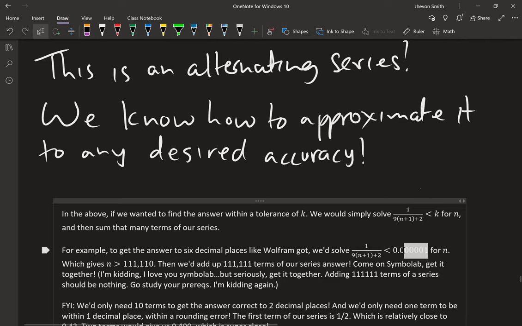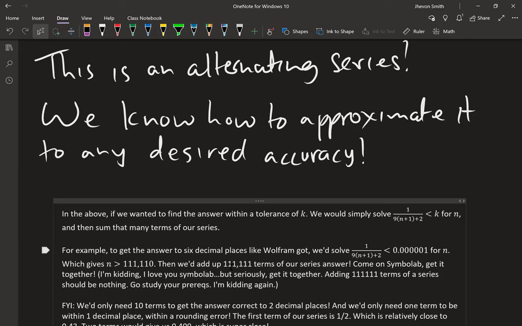Now, if I set that less than or equal to 0.000001, with the zeros and a 1, to make sure that I'm correct up to 6 decimal places, I would solve for that and n would have to be, I did the calculations earlier, 111,110, which means I need to add up at least 111,111 terms to get my answer to 6 decimal places, right?